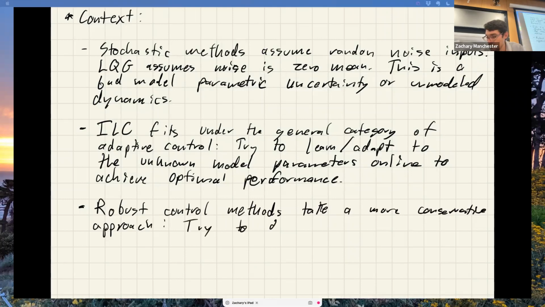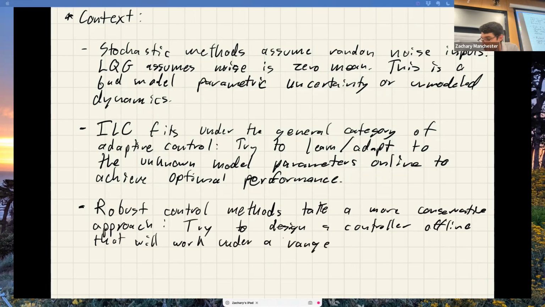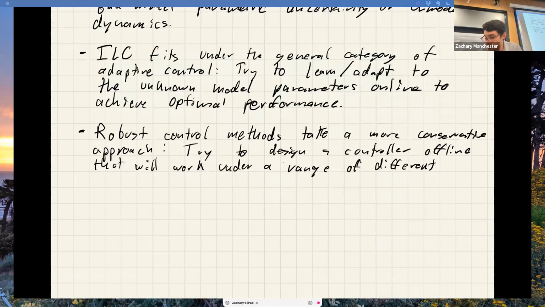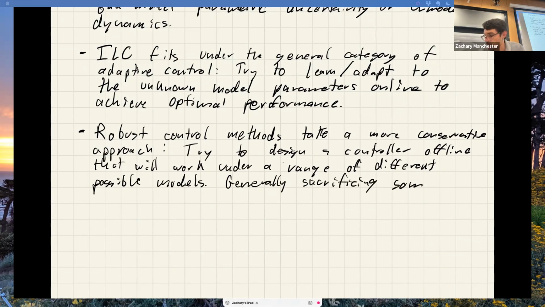Try to design a controller offline that will still work, i.e. be stable, which is usually what we care about, under a range of different possible models. And generally, you're sacrificing some performance for this.